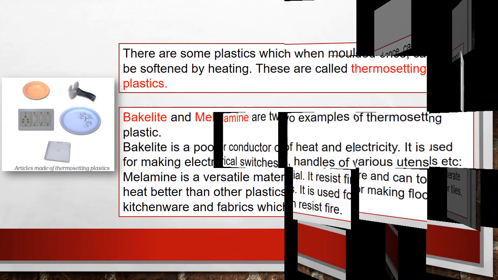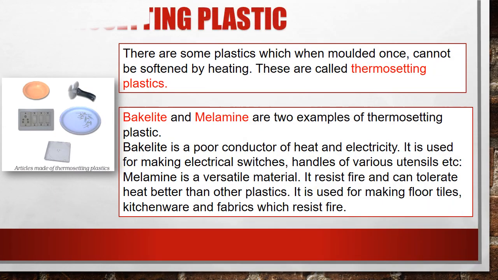The second type of plastic is thermosetting plastic. There are some plastics which, when molded once, cannot be softened by heating. These are called thermosetting plastics. What are the examples of thermosetting plastics? Bakelite and melamine are two examples of thermosetting plastics.